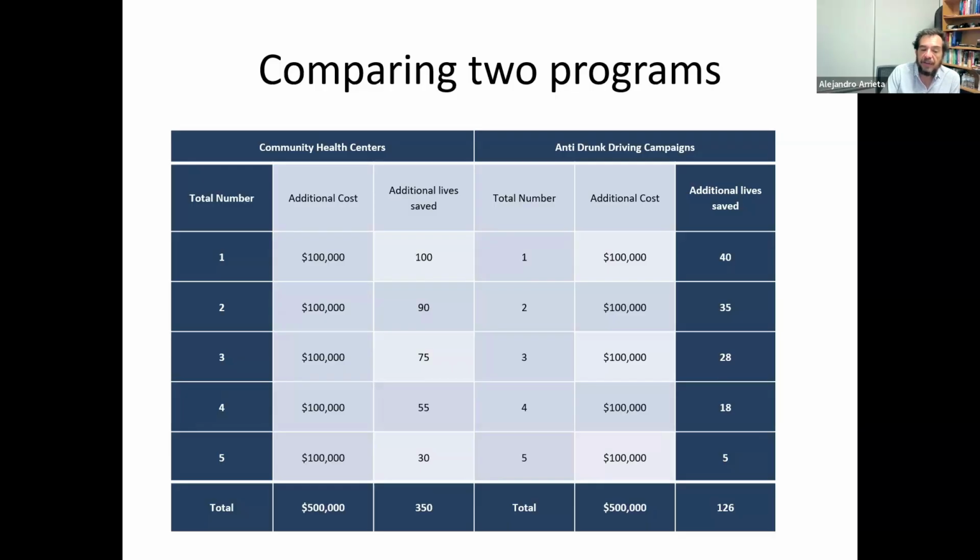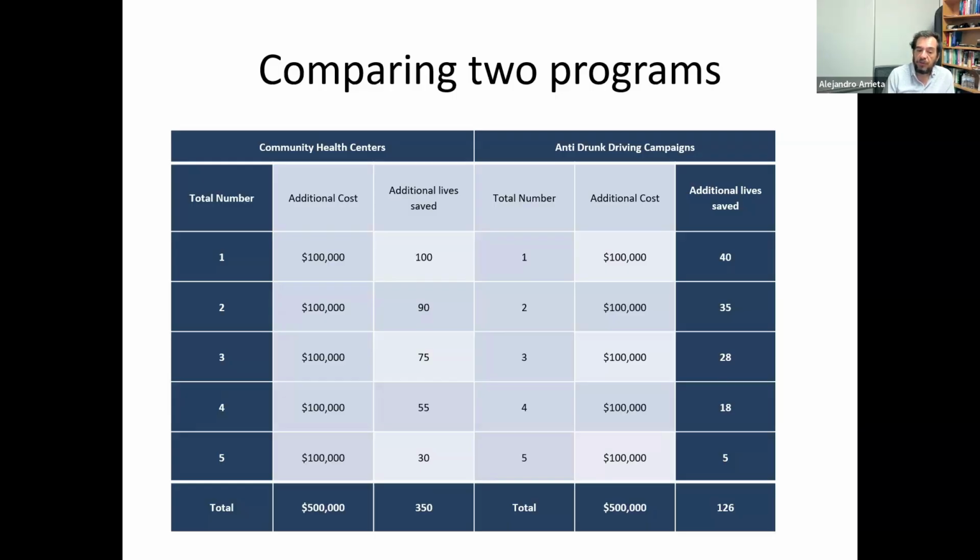And then you have the last $100,000 of your total of 500. And then you say, well, what am I going to do? Build the 5th community health center and get 30 lives, or do the first anti-drunk driving campaign and get 40 lives? So now 30 lives is less. Community health centers produce only 30, which is less than the first anti-drunk driving campaign that produced 40. So I will spend the last $100,000 on the anti-drunk driving campaign.